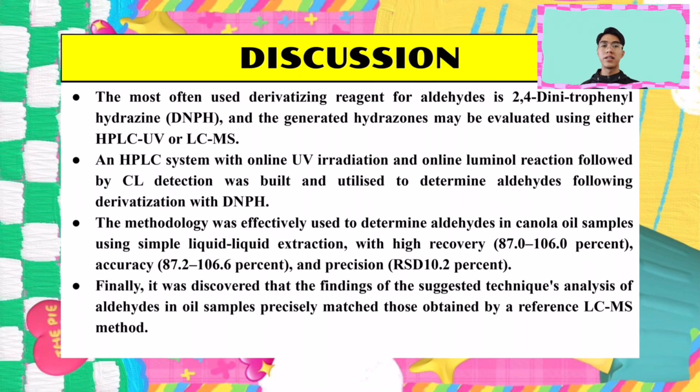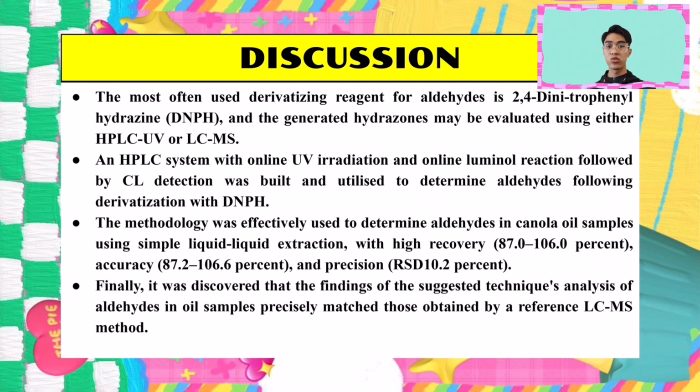Aldehydes are hazardous carbonyl chemicals found in a variety of materials around us. For example, aldehydes may be generated during the cooking and frying of foods, affecting the quality and safety of the food. Because aldehydes lack intrinsic chromophoric groups, derivatization is required for identification. The most often used derivatizing reagent for aldehydes is 2,4-dinitrophenylhydrazine, or we call it DNPH.